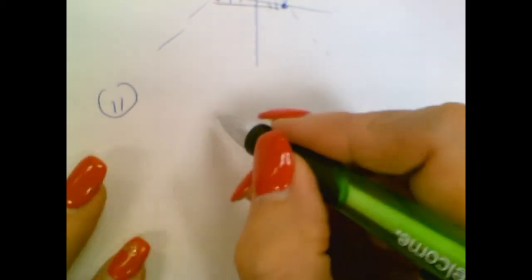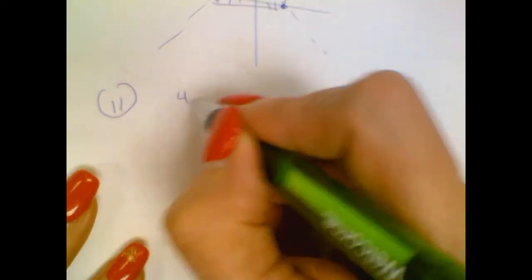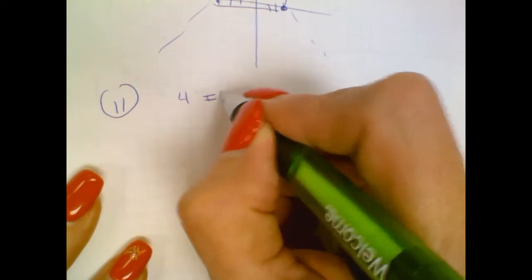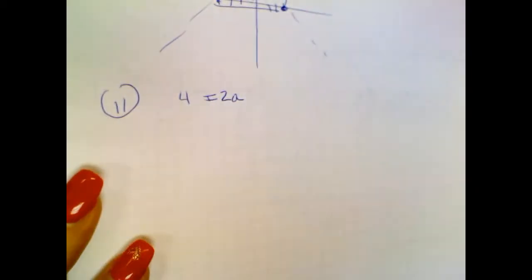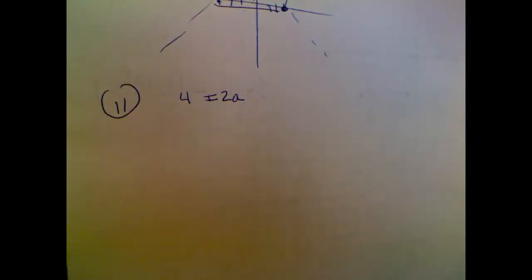11. So when it says 4 is the constant difference, set 4 equal to 2a. It's the definition. It's right in your notes somewhere. Let me see if I wrote that somewhere. I don't think I wrote it. I'm trying to think where it's at in here.